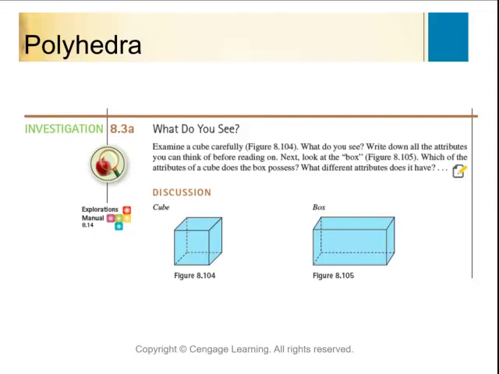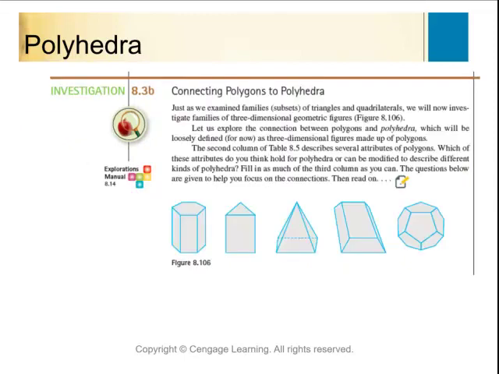We're not going to be calling them boxes or cubes. We have really fancy names for them. You can see at the top of this slide, it's called polyhedra. And you're going to be classifying your polyhedra, and we can look at these in terms of the faces. We can see what the shape of the face is.